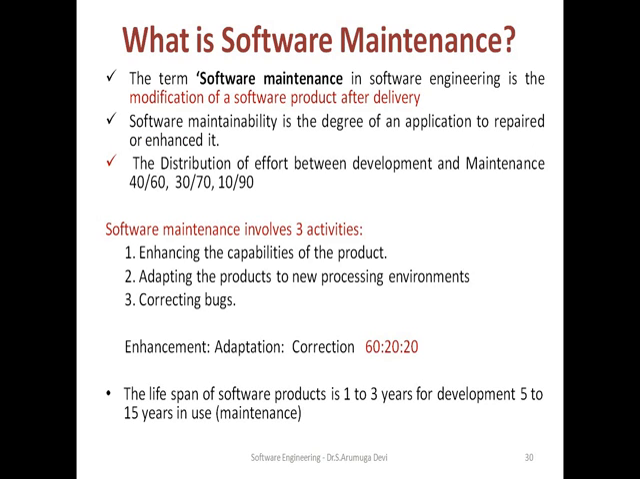And what is software maintenance? Software maintenance is a set of software engineering activities that occurs after delivery of the software product to the customer. So after delivery to the customer, the software maintenance activity will begin. Software maintainability is the degree to which an application can be repaired, how fast we can repair and how easily we can correct. That's called maintainability.